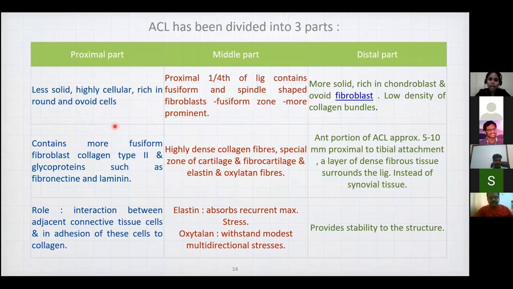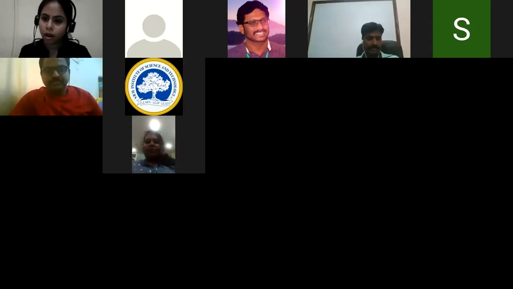Now, the ACL has been divided into three parts: the proximal part, the middle part, and the distal part. Slowly there is a transition. The proximal part is less solid, highly cellular, rich in round and ovoid cells. The proximal quarter of the middle part contains fusiform and spindle-shaped fibroblasts. That's why it is more prominent and is called the fusiform zone. The distal part is more solid. As I said before, there is a transition from less solid to more solid. The distal part is rich in chondroblasts and ovoid fibroblasts, with a low density of collagen bundles.